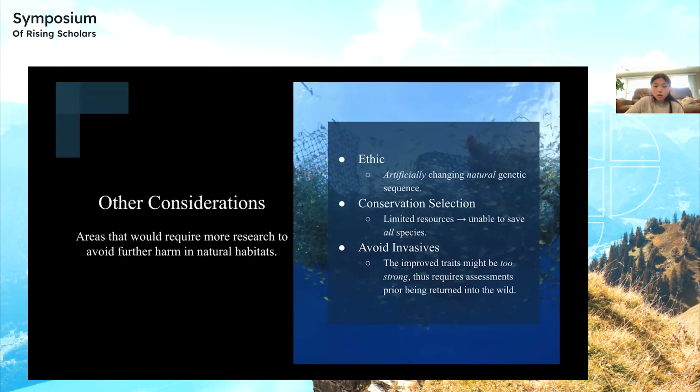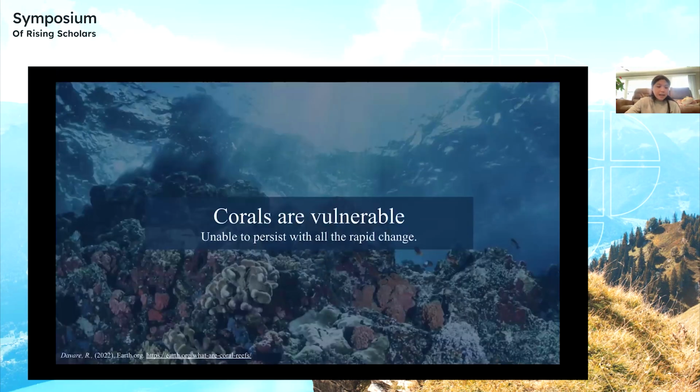And these questions are all ones that will eventually come up as more research is done. So it will definitely require a lot more research and effort to be put in to ensure that our purpose of sustainability does not backfire and cause further harm. And so lastly, this is my last slide, we have to acknowledge that corals are vulnerable and they are unable to persist within the rapid change. So humans will need to take on the responsibility to sustain the coral populations, which is for the corals, for the ocean, and also for the entire globe.